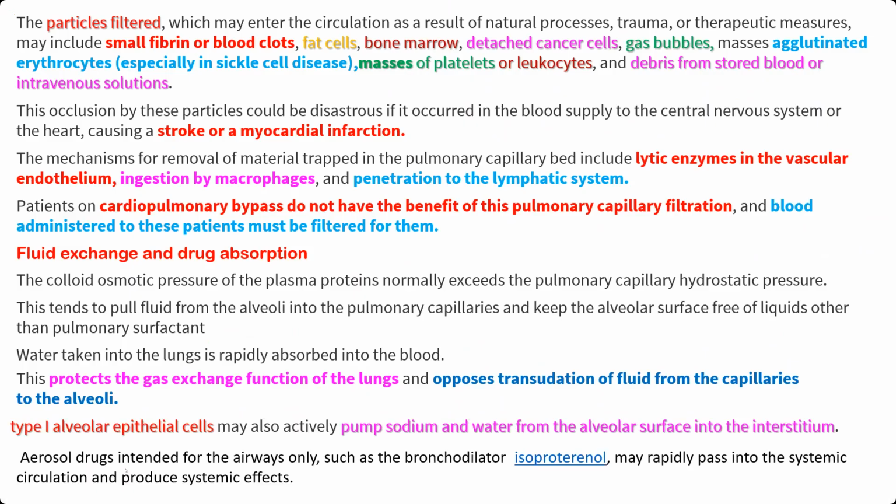And aerosol drugs administered to the airways, such as bronchodilators or isoproterenol, may rapidly pass into the systemic circulation and produce systemic effects also. That is why drugs which are administered through the respiratory tract are given in very, very small dosages. We say 50 micrograms, 100 micrograms, whereas oral or parenteral dosage will be in milligrams. We always give these drugs in microgram dosages.